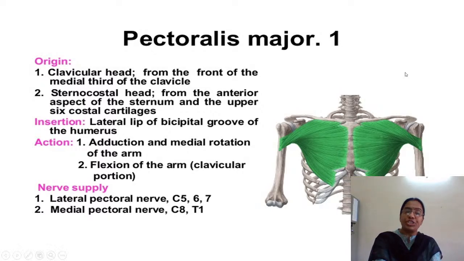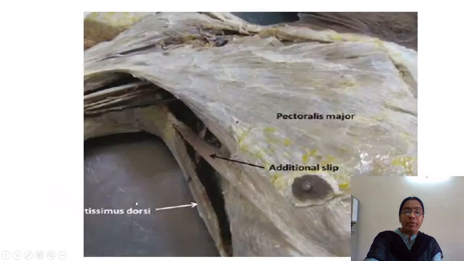Yes, so this is a broad sheet muscle. It has a clavicular origin, and the sternocostal head is present. All of them are inserted into the lateral lip of the bicipital groove. When you see the nerve supply of the pectoralis major muscle, so this is the pectoralis major muscle.